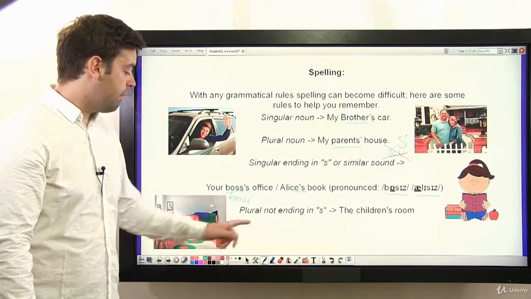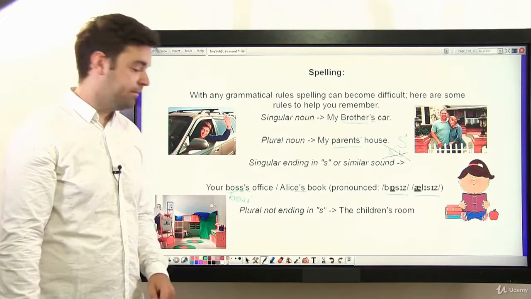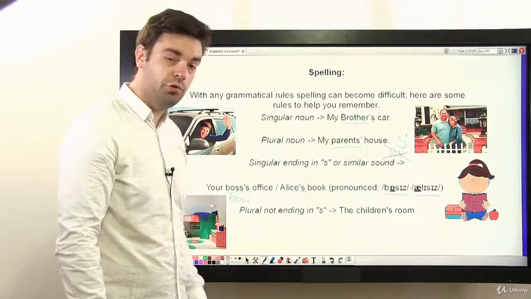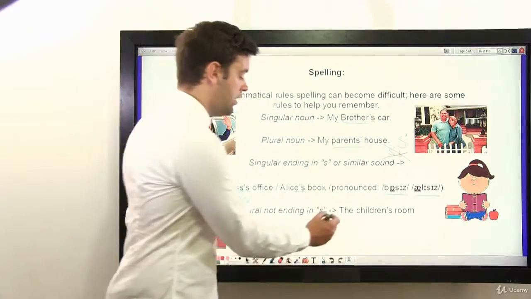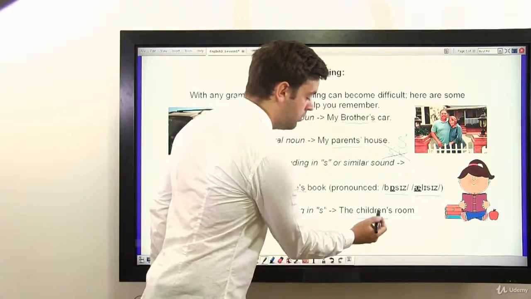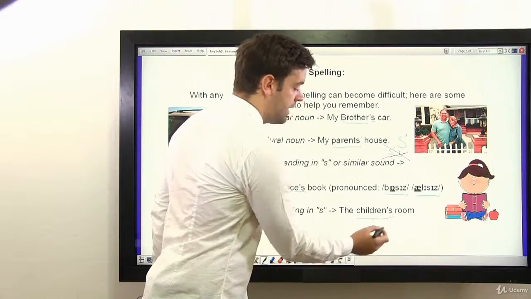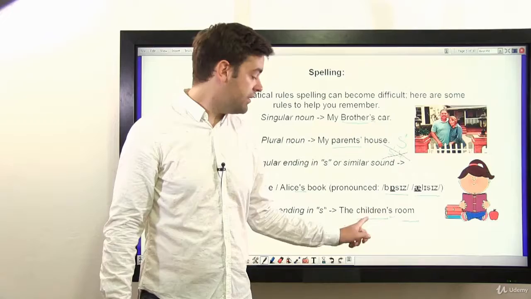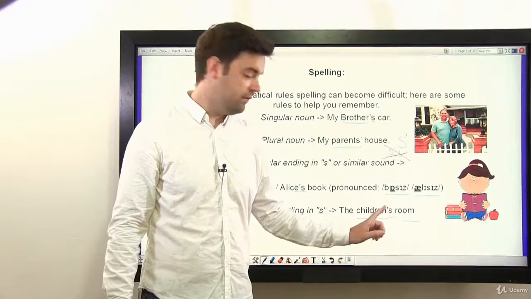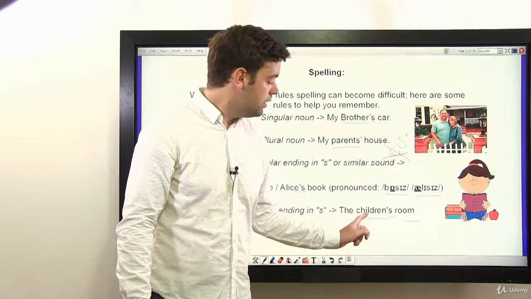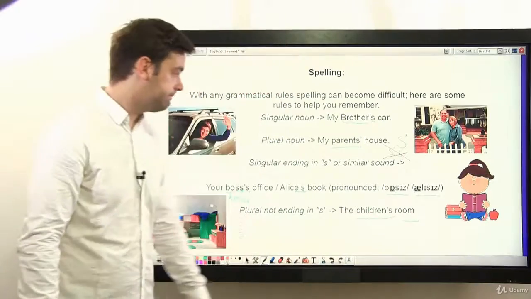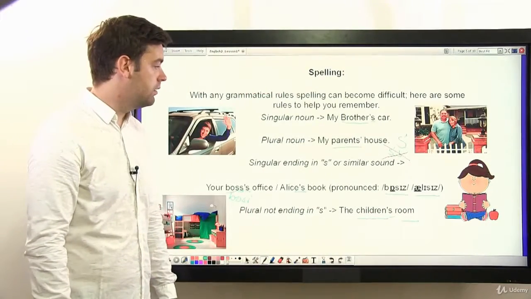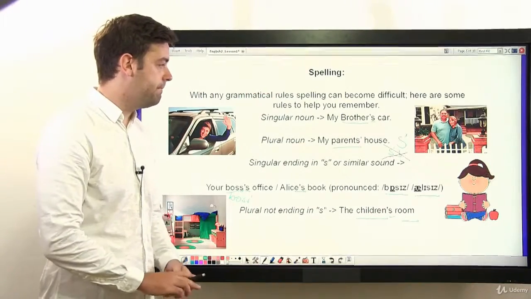So sometimes we have a plural not ending in s. So for example, children doesn't end in s. So children is the plural. We just put an apostrophe s. Children being the person, room being the thing, children's room. So take a look at those. Make sure you understand them.